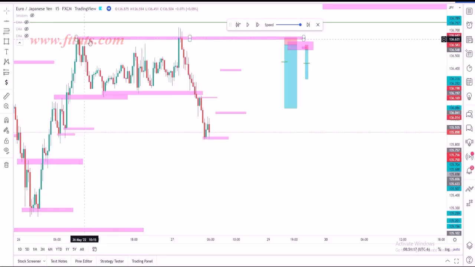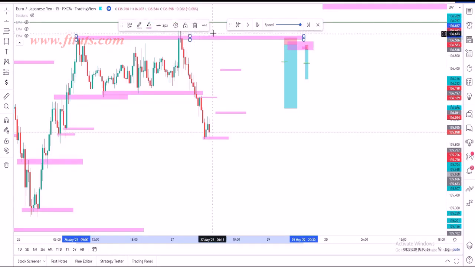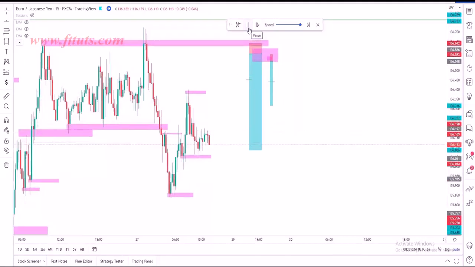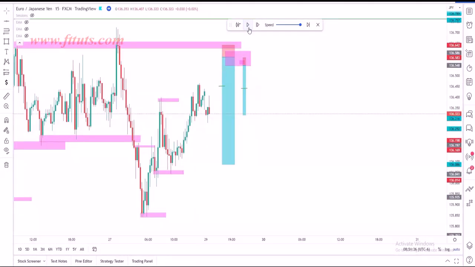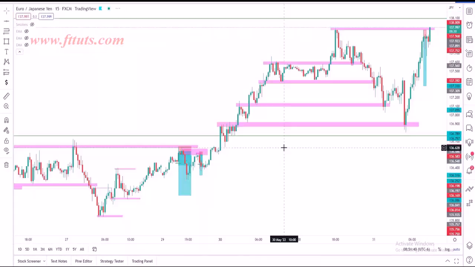Right here, hanging out at the top of this, looks like it had some wick action up here. So this is going to be an area. Now I'm not going to pull it all the way up to the wicks because that's a pretty big area, but I'm going to give it a little bit of breathing room to kind of work itself out. And we'll just go to real time here.